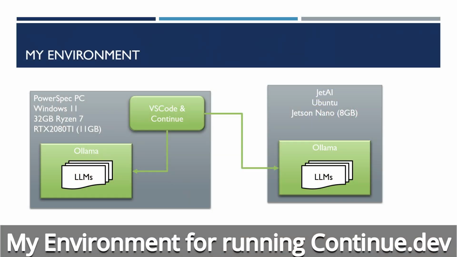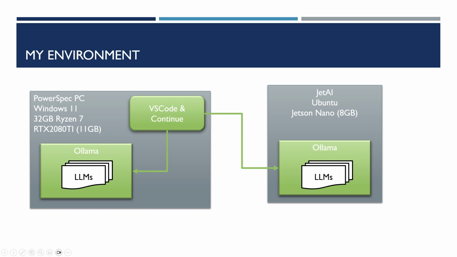Just before I start looking at the Continue.dev AI assistant, have a look at my environment. It'll help when I'm walking through some of the demos. So my main development PC is a PowerSpec PC. It's running Windows 11. It's got 32 gigabytes in it, running a Ryzen 7. And the most important thing is it's running an RTX 2080 Ti, which has 11 gigabytes of GPU memory in it. And on that, I'm running Ollama and the various LLMs I'm using.